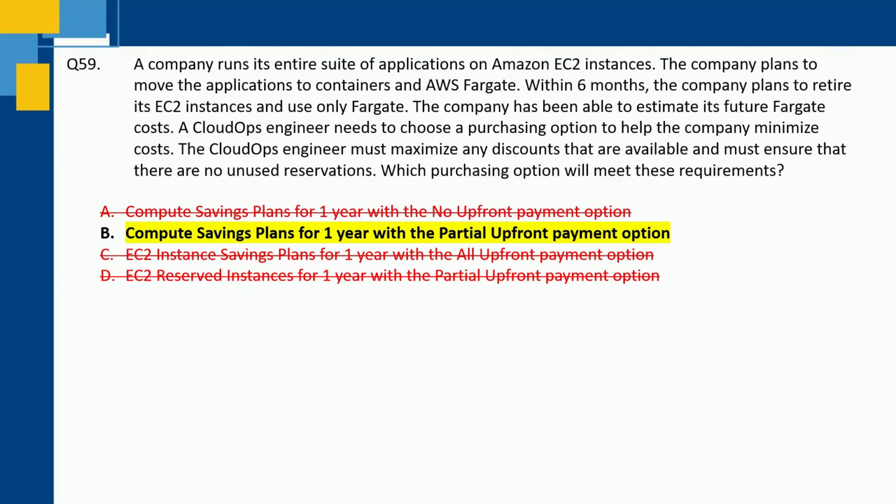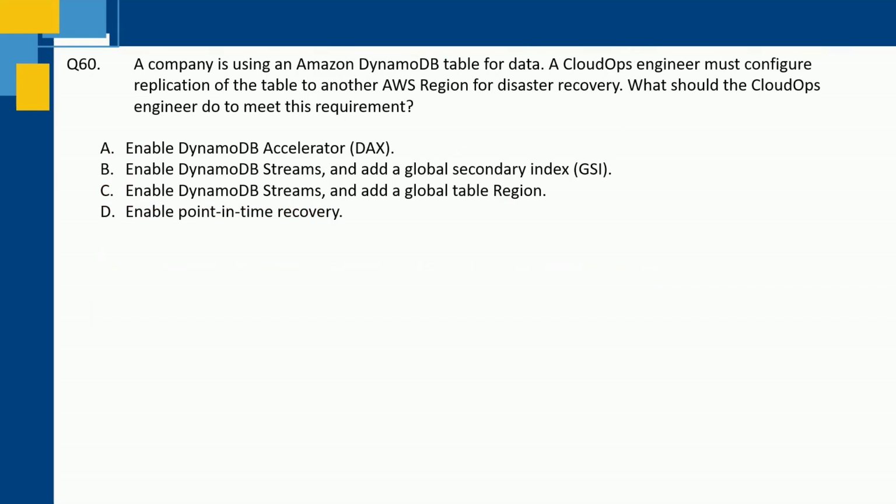Question number 60 of the series. A company is using an Amazon DynamoDB table for data. A CloudOps engineer must configure replication of the table to another AWS region for disaster recovery. What should the CloudOps engineer do to meet this requirement? Your options are: enable DynamoDB Accelerator, enable DynamoDB streams and add a global secondary index, enable DynamoDB streams and add a global table region, enable point-in-time recovery.